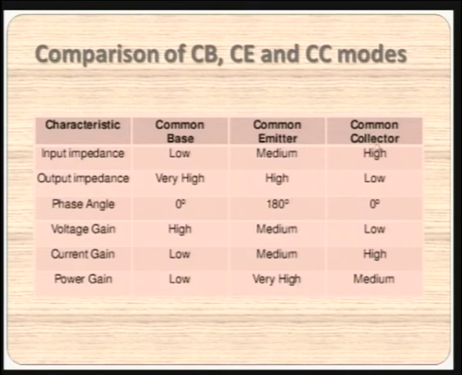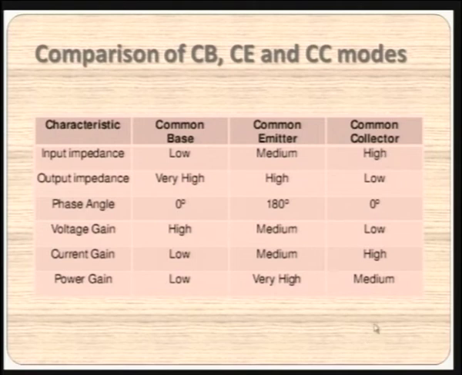And for the common collector, input impedance is high, output impedance is low, no phase reversal, voltage gain is low, current gain is high and the power gain is medium. This gives us the nutshell of the three modes of operation. It's very well mentioned in the curriculum of the course, the comparison as a topic. So that's why we are comparing the three modes of operation.